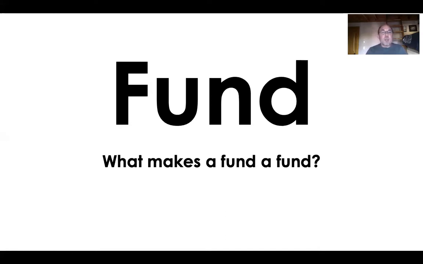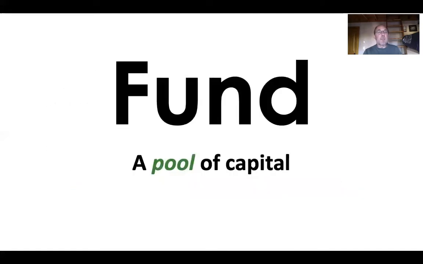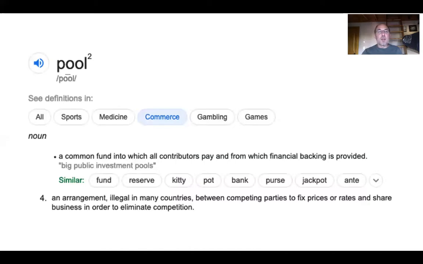So ultimately, what makes a fund a fund? There's lots of versions of fund. I pulled out the one definition that fits here. It's a sum of money, a collection of money for a particular purpose. It's a nice general version of fund. It has a little tighter version when we talk about venture capital funds and private equity funds and whatnot. But it is a pool of money. It's a pool of capital. That's usually the jargon we use. And by pool, we're not talking about a place you swim. A pool as in a common place, a common fund.